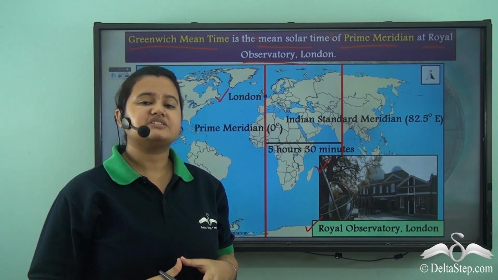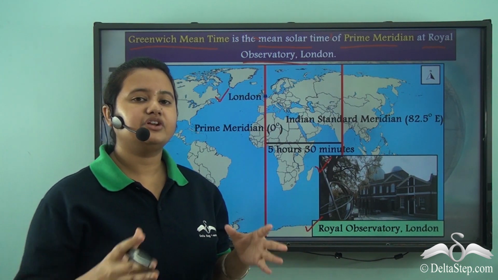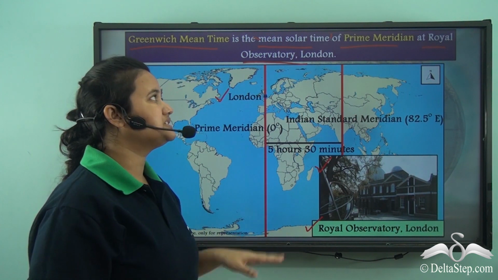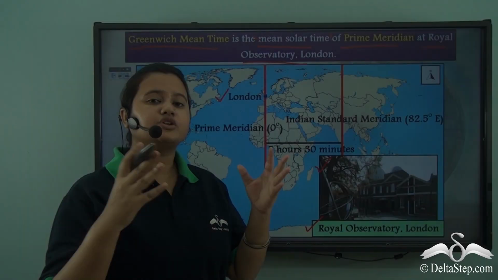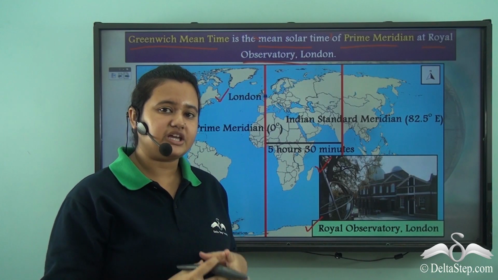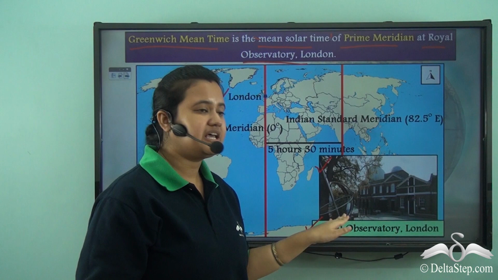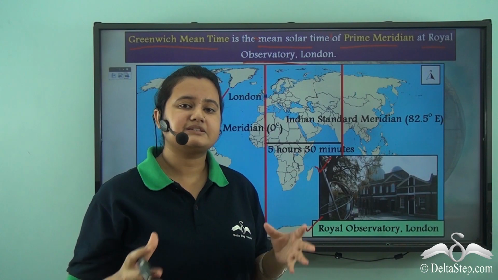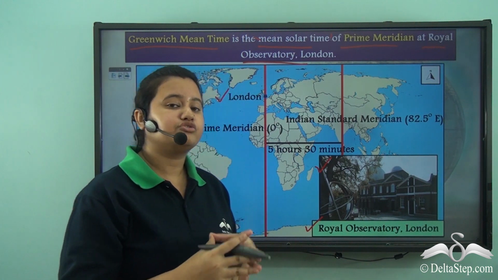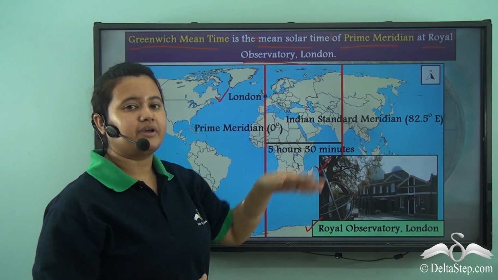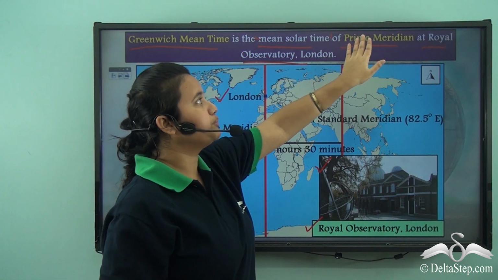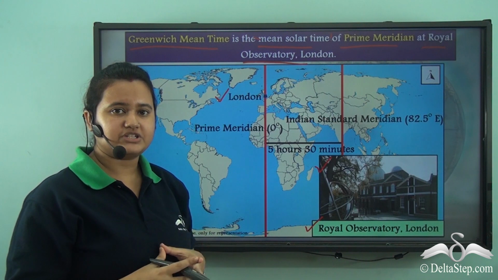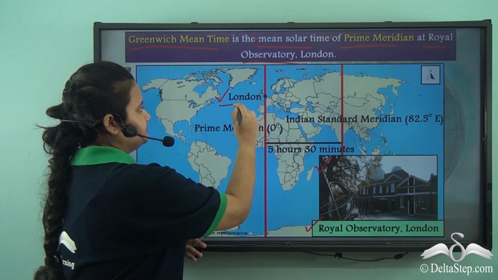Mean solar time is the yearly mean or average of the position of the sun when it crosses the prime meridian. So, the position of the sun each day is noted at the Royal Observatory, and the yearly average of the sun's position is calculated to find the mean solar time, and this mean solar time of the prime meridian gives the Greenwich Mean Time or GMT that is followed in London.